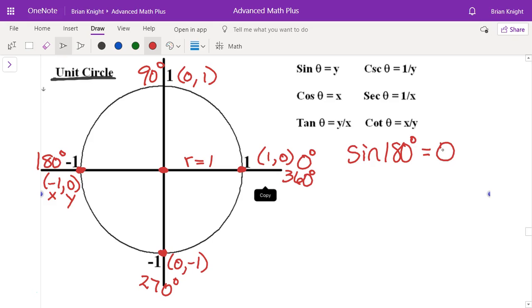If I said the tangent of 270, well, it says tangent's what? Y over x. That's a dividing sign, by the way. Y divided by x. Well, here's 270. X is 0, y is -1, so that would be negative 1 over 0. That's undefined because you can't divide by 0. Does everybody see what we're doing there?